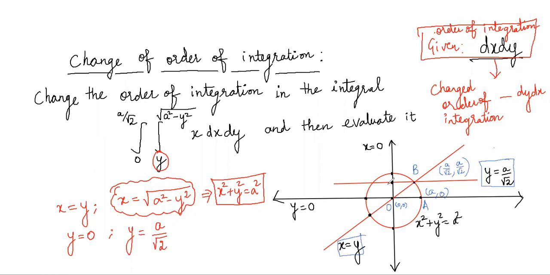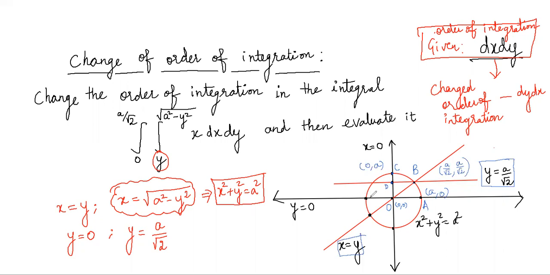If I name this point as C, since the radius of the circle is A, this point is on the y-axis. This point will be 0, A, positive direction of y-axis. If we name this point as D, this point is again on the y-axis. Here y is A by root 2. So the coordinates of point D will be 0, A by root 2. So these are the points.